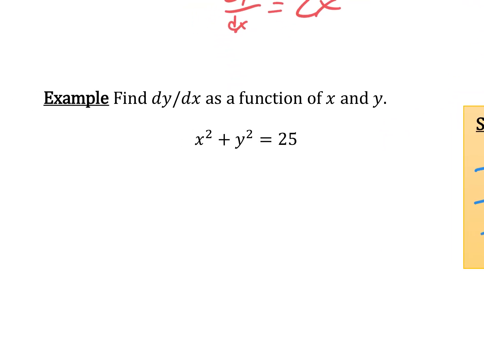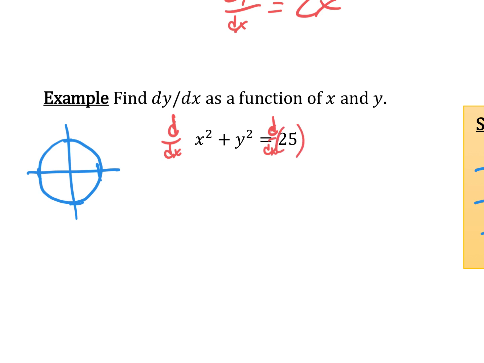So here we have a function, x squared plus y squared equals 25. Okay, now by the way, this is actually not a function. If you graph this, it's a circle. So this is a circle with a radius of 25, actually a radius of 5. Okay, centered at 0. And that is not a function. So we can now take the derivative of things that aren't necessarily functions. Okay, so what we're going to do is we're going to take the derivative of this side and the derivative of this side. Okay, the derivative of 25 is 0.